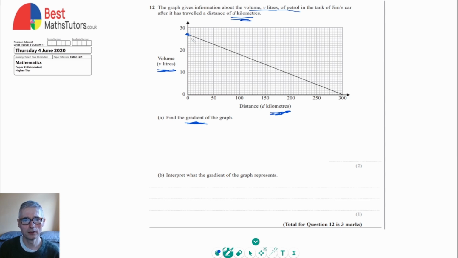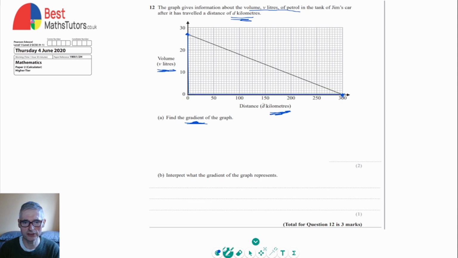So to do that, we need to find 2 points on the graph that we know the values of. We could pick any random points if we wanted, like there, but that wouldn't be easy for us to say what the coordinates of that point were. So I'm not going to pick that one. I'm actually going to pick these two endpoints, this one and this one. And then we can draw a triangle underneath the graph like that.